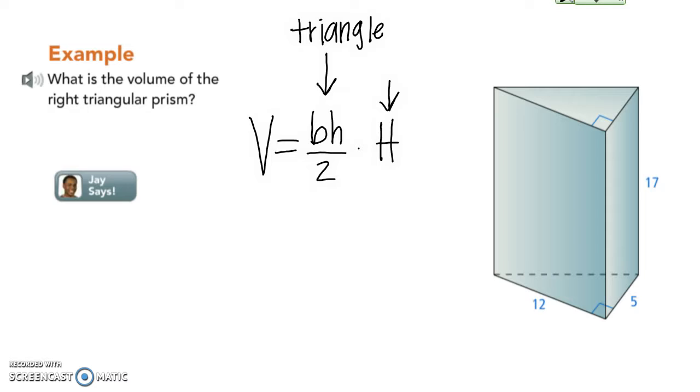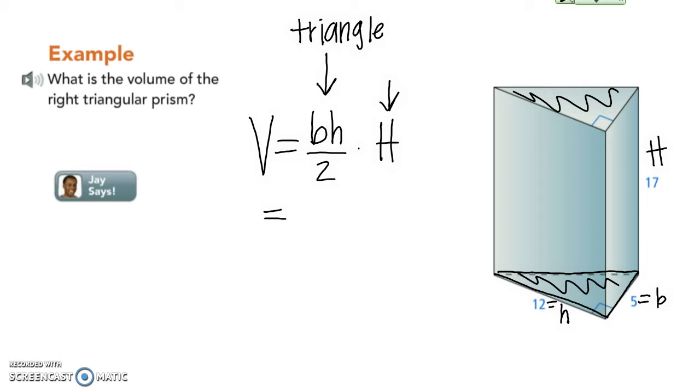I see my triangular base right here. Remember, the base and the height form the right angle. So base and the height of the triangle would be 5 and 12. And then the height of the prism is the side that connects the 2 triangular bases, this one and this one. So 17 is the height of the prism. So then I just plug that in my formula. So it would be 5 times 12 divided by 2.